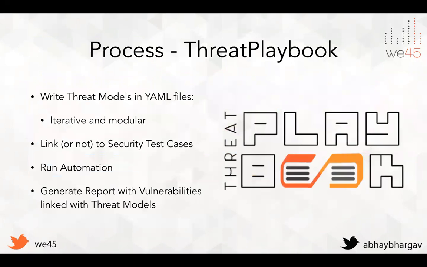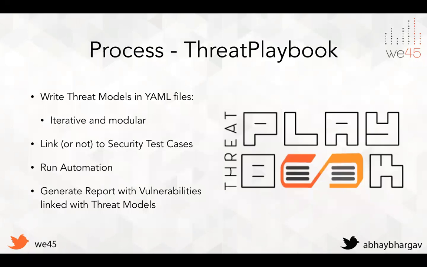So the process with Threat Playbook is you write out your threat models in YAML files, just like you would write in Kubernetes or Ansible or many other frameworks. It's iterative and modular, so you can create one functionality per YAML file. You don't have to stuff everything into one massive spec. You can create different functionalities in different files, and this can be individual. So let us say that functionality undergoes a small change. You can always quickly make changes to your YAML spec that has that particular threat model. So you can actually iterate.